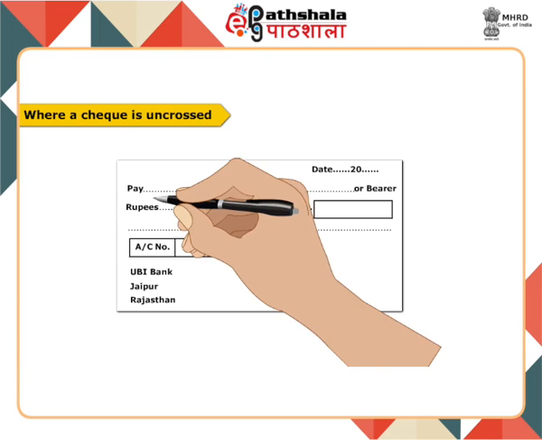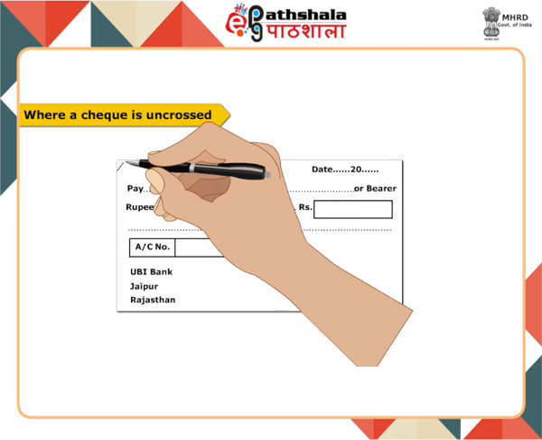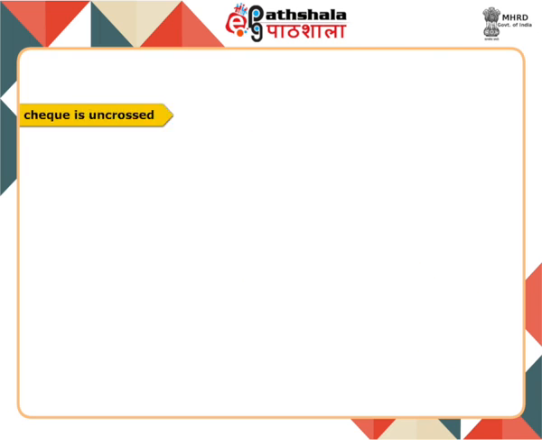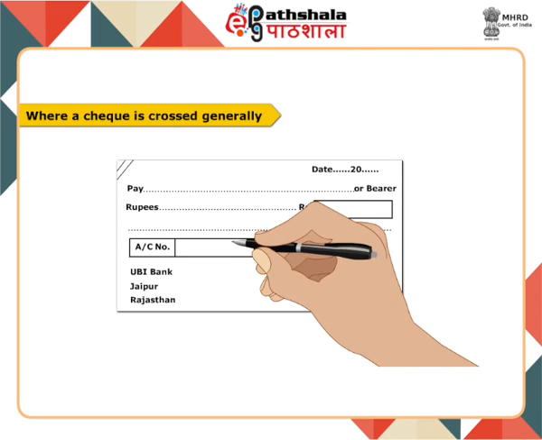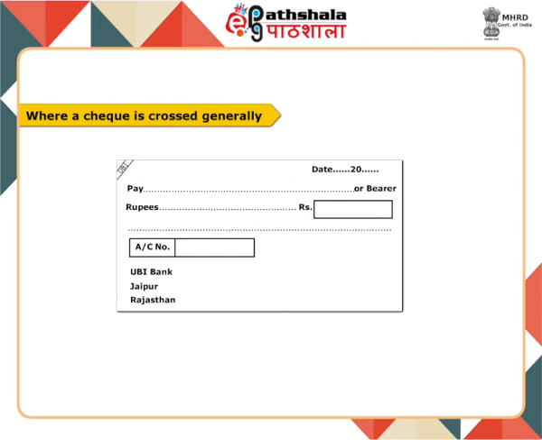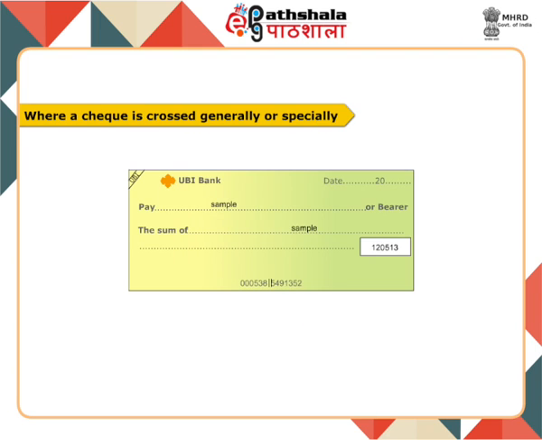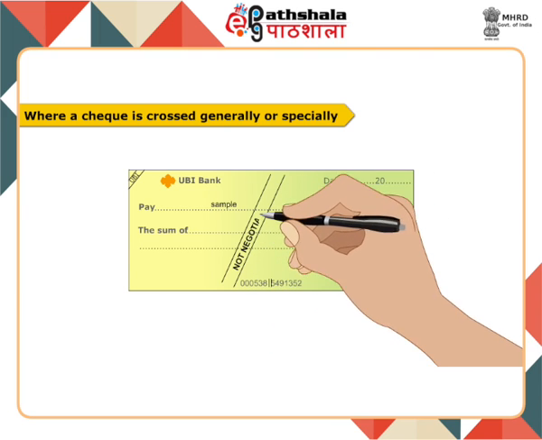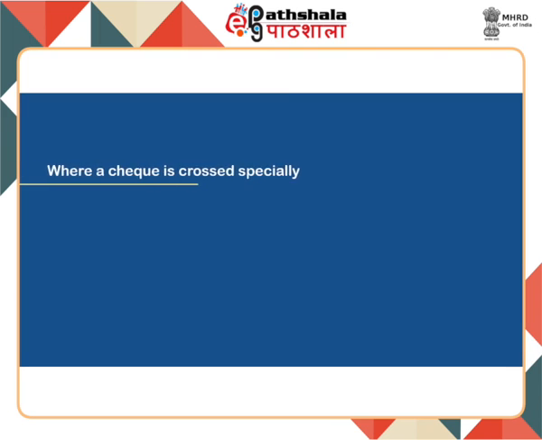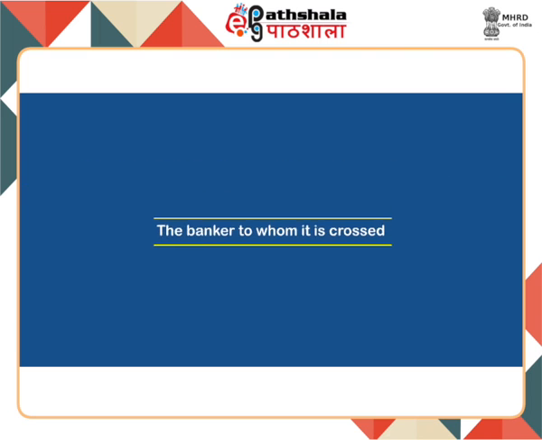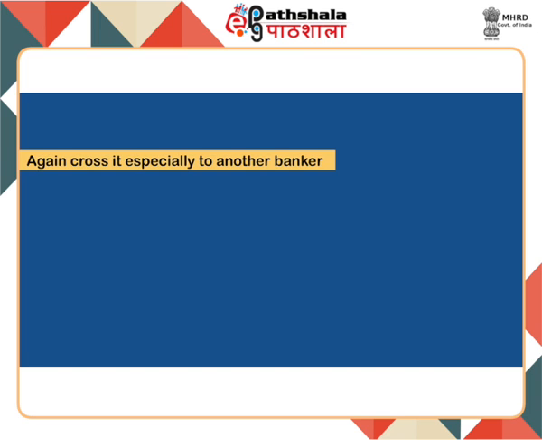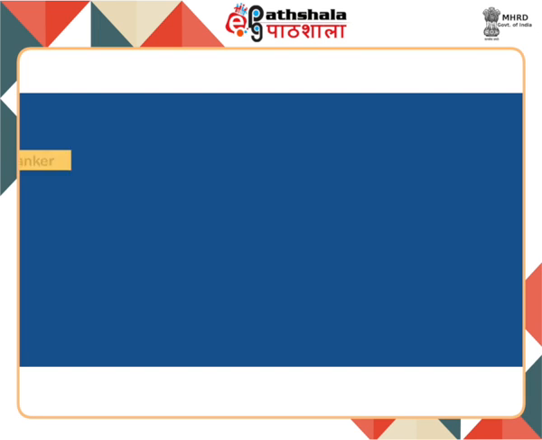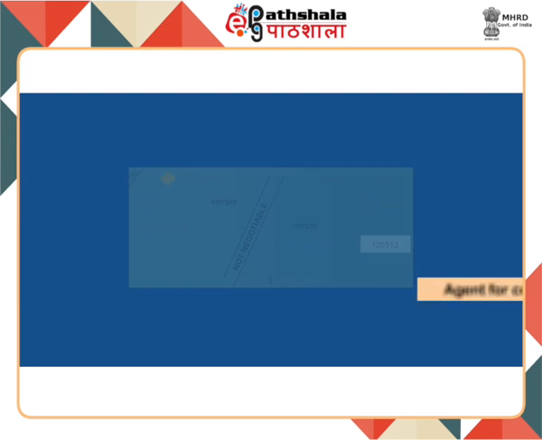Where a cheque is uncrossed, the holder may cross it generally or specially. Where a cheque is crossed generally, the holder may cross it specially. Where a cheque is crossed generally or specially, the holder may add the words "not negotiable". Where a cheque is crossed specially, the banker to whom it is crossed may again cross it specially to another banker as his agent for collection.